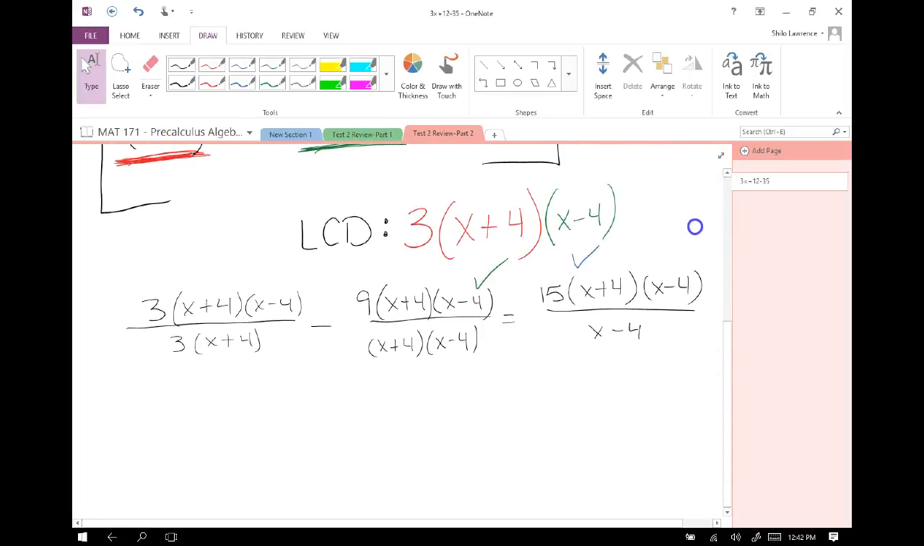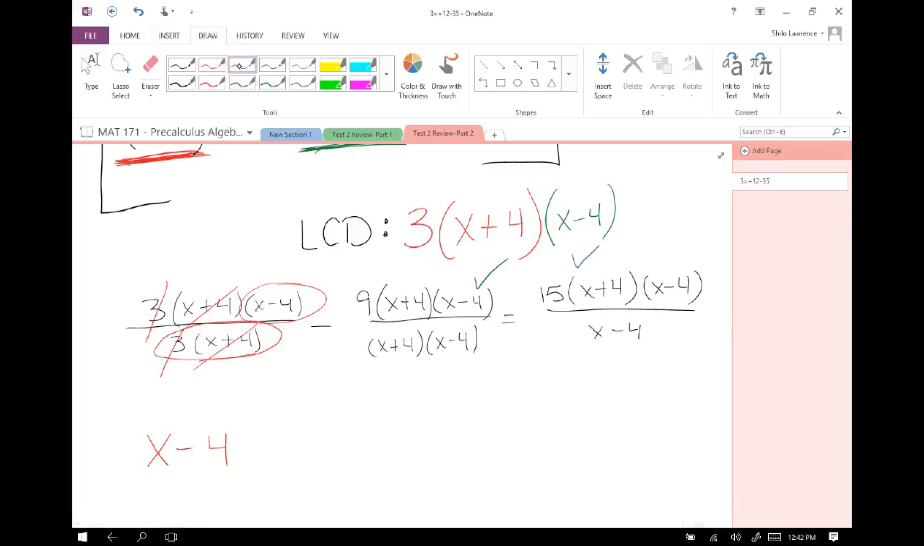And our next step is to cancel as much as possible from the top and the bottom. So in my first fraction, the 3's will cancel and the x plus 4's will cancel. And the only thing I have left is x minus 4. And notice that everything in the bottom canceled.